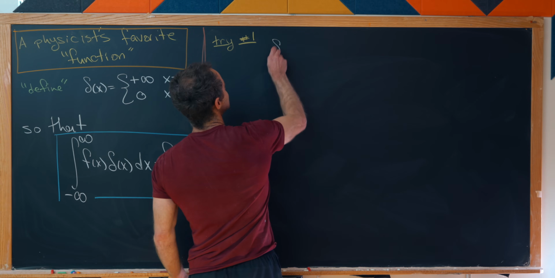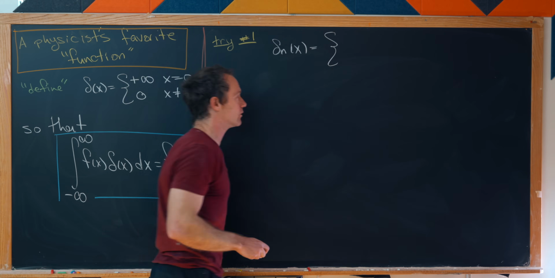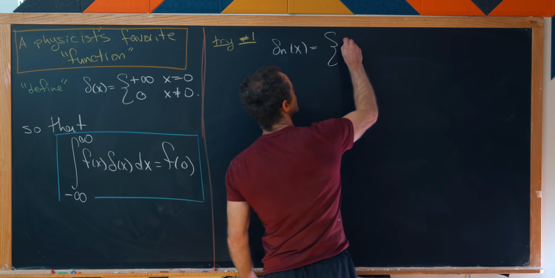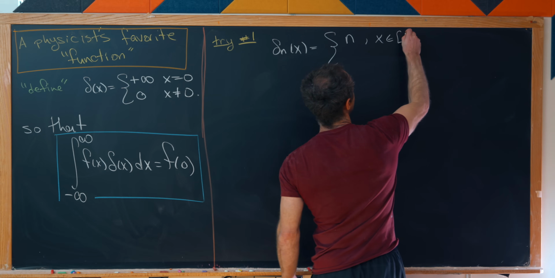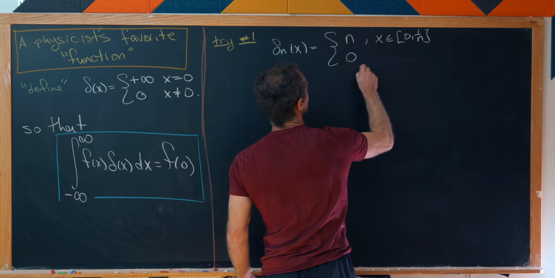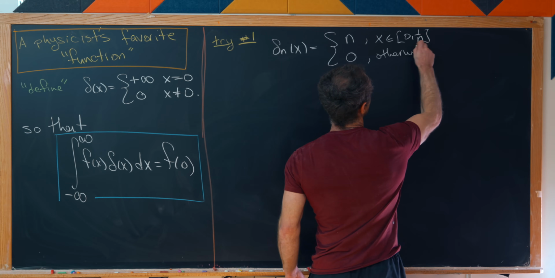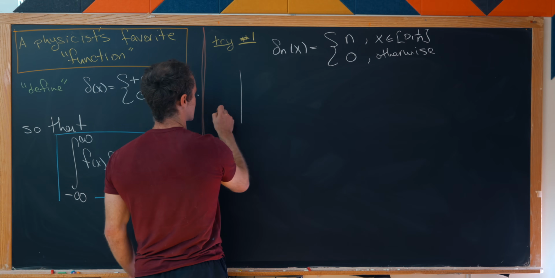Okay, so let's set delta n of x equal to the following piecewise function, which we'll see is a step function. It's going to be n as long as x is on the closed interval from 0 to 1 over n, and it'll be equal to 0 otherwise. Great. So let's get a bit of a picture of what's going on here.